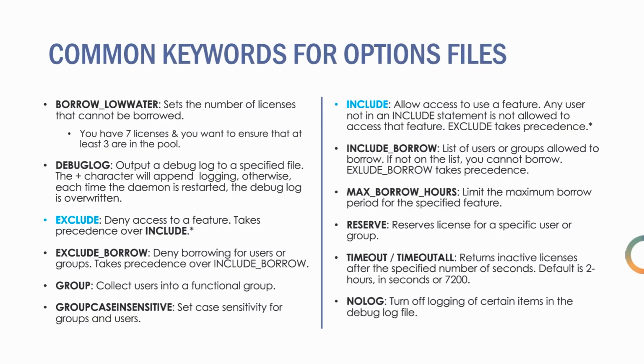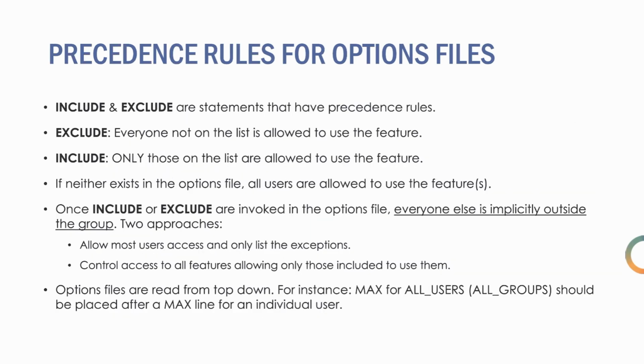Building a license options file, we start with keywords. I've got two keywords highlighted here, and it'll become apparent on the next slide. Basically, there's a precedence rule for include and exclude, and I wanted to highlight those. And here are your precedence rules. Exclude: everyone not on the list is allowed to use the feature. That's kind of backwards, but if you're on the list, you can't use that feature. If you are on the include list, only those on the include list are allowed to use the feature. If neither exists, then everybody's allowed to use all features.